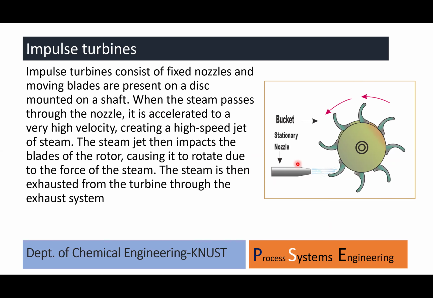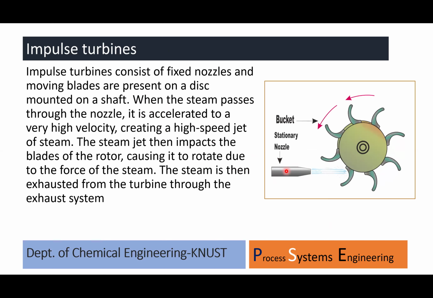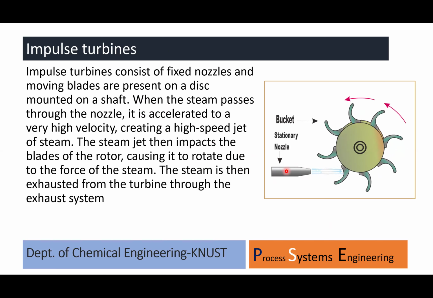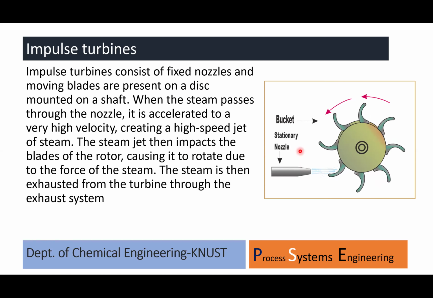So we'll have steam that will pass through a nozzle. It's going to come out at a higher velocity. Because it has a very high speed, it's going to hit the turbine and then cause it to rotate. Is that okay? So this is what we call an impulse turbine.